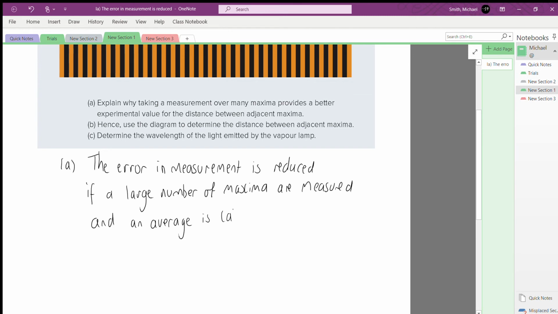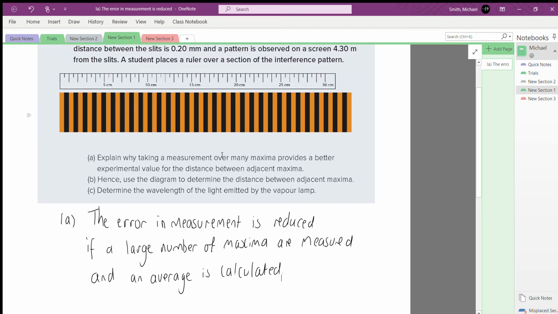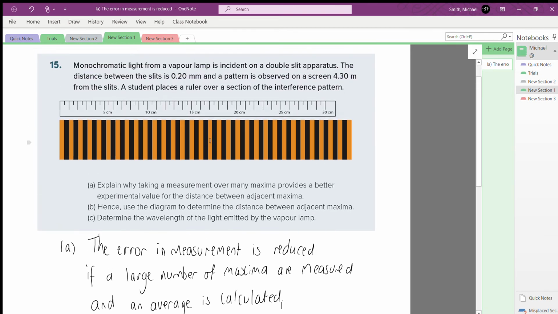So here the important thing is that you mention both the error in measurement and taking the average. One of those on their own isn't really providing a sufficient explanation about why this is the case. Both of those are needed for a proper explanation.